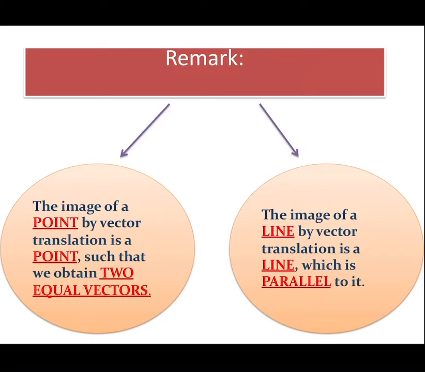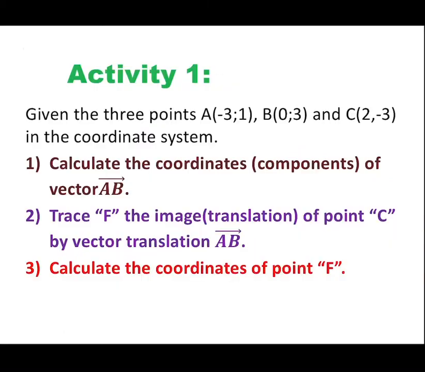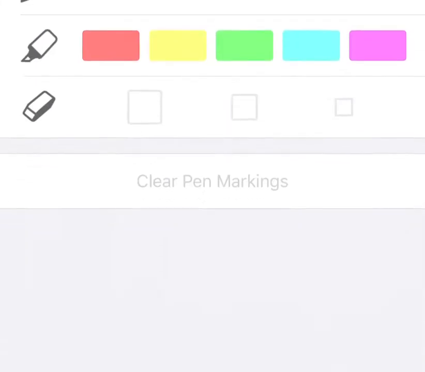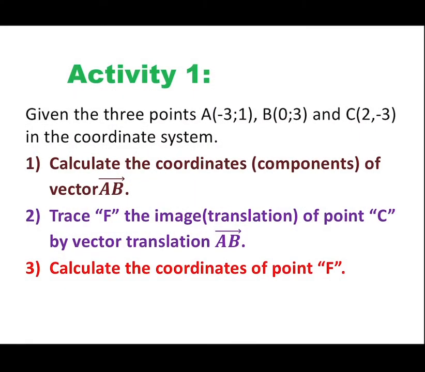So these 2 points, I will repeat them. The image of a point by vector translation is a point, such that we have two equal vectors. The image of a line by vector translation is a line parallel to the given line. Activity number 1, given the 3 points A, B, and C. The first part, calculate the components, the coordinates of the vector AB. The second part, trace F, the image or the translation of point C by vector translation AB. And the last part, calculate the coordinates of point F.